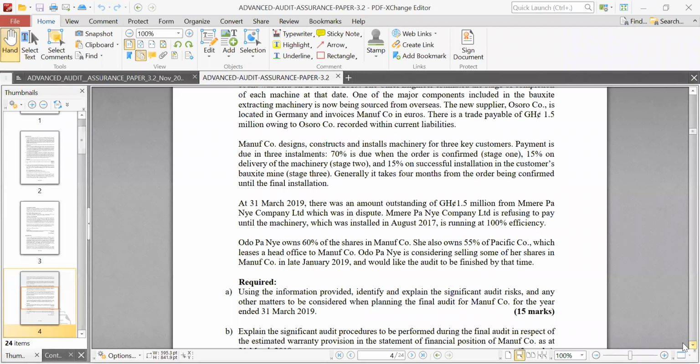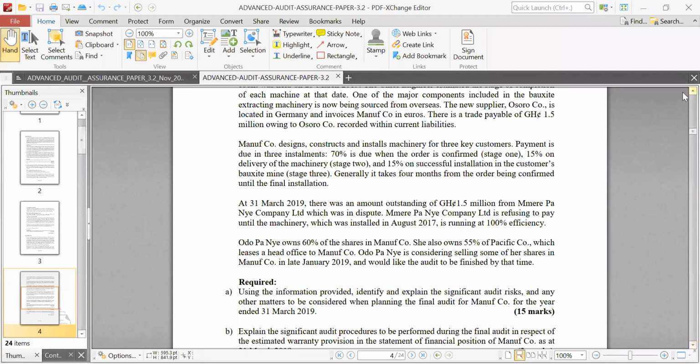So this time around, I'll begin. One of the places where we can see some significant audit risk is in relation to the warranty provision, right? We've identified it. Why do we think it's a significant audit risk?